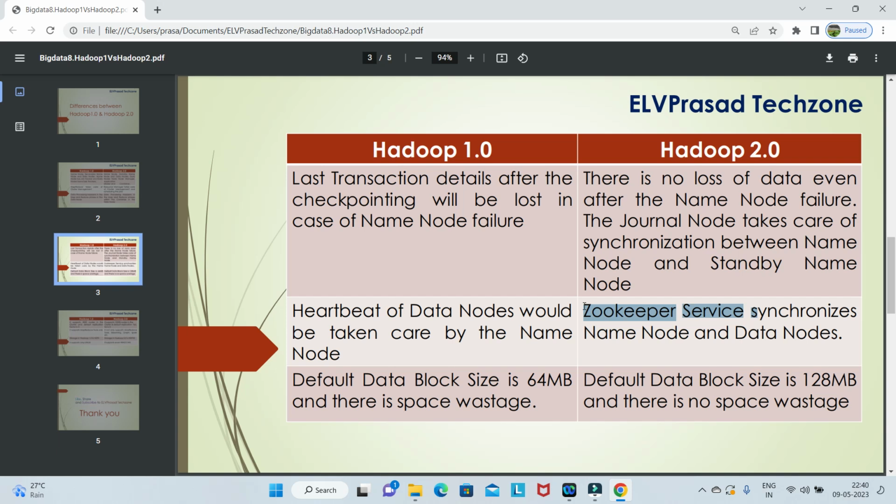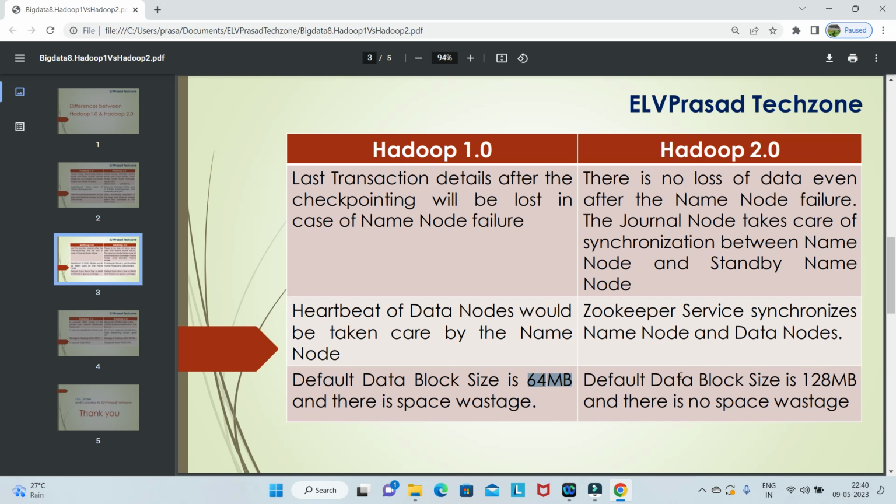in the Hadoop cluster. The default block size in Hadoop 1.0 is 64 MB, and there is some space wastage. For example, if the data is partitioned across various data nodes in the cluster, and some data in one block is less than 64 MB, for example 40 MB or 50 MB of data, the remaining space is wasted.